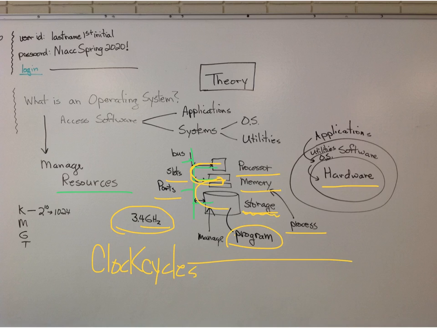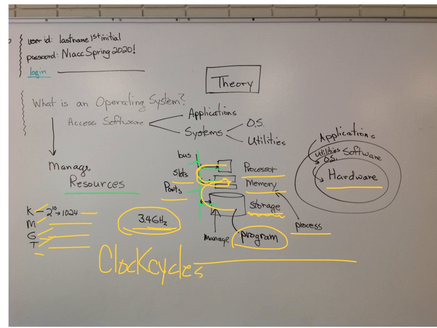So many gigahertz, so many clicks per second. So this would be 3.4 billion clicks per second. K is approximately 1,000, then 1,000,000, 1,000,000,000, 1,000,000,000,000. Thousand, million, billion, trillion. Like a kilobyte, megabyte, gigabyte, terabyte, as an example.